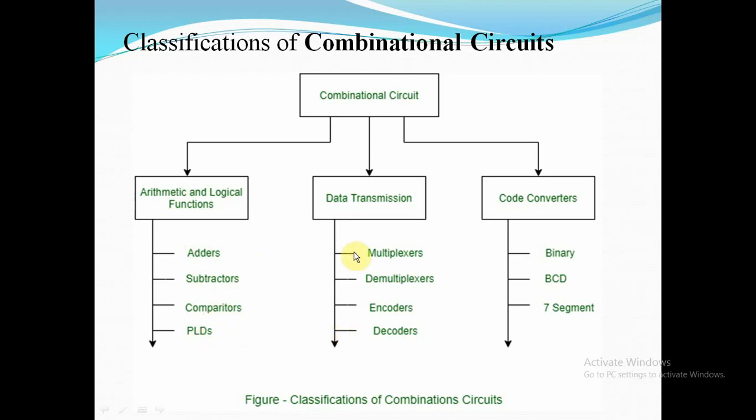Data transmission means n number of inputs give a single output, or a single input gives n number of outputs, that is the multiplexer and demultiplexer. In the multiplexer there are different types also, as well as encoders and decoders. In code converters we already learned the different types: binary to gray, gray to binary, and BCD to 7 segment. All of these come under code converters. That is the classification of combinational circuits.